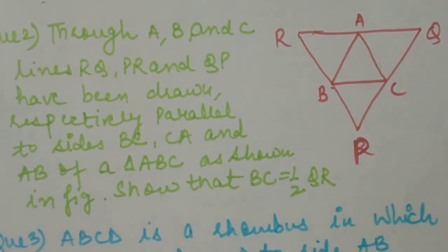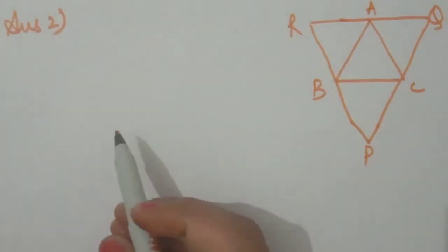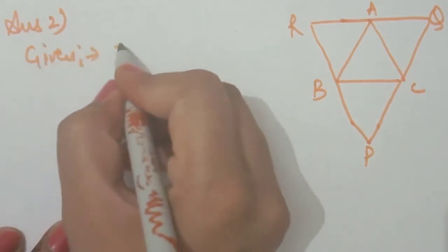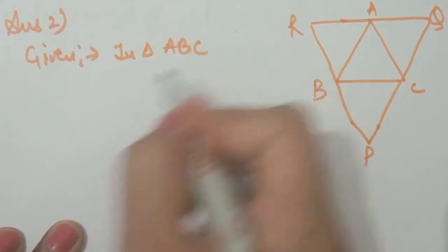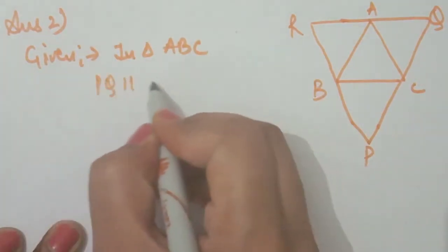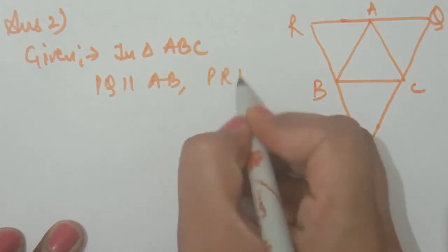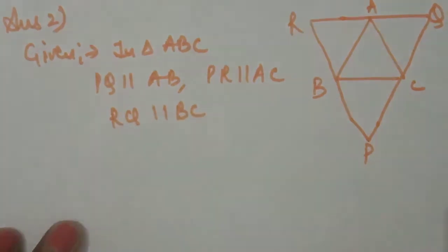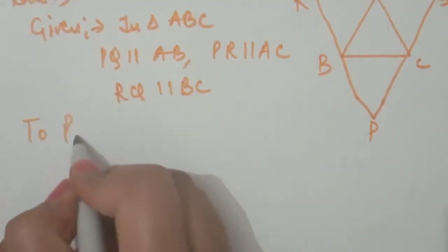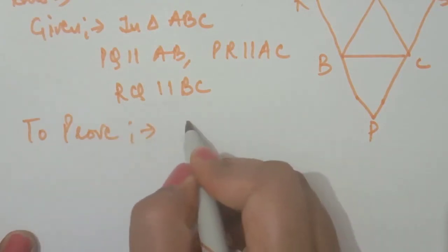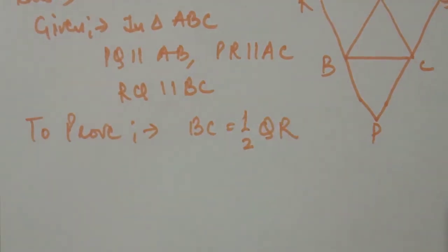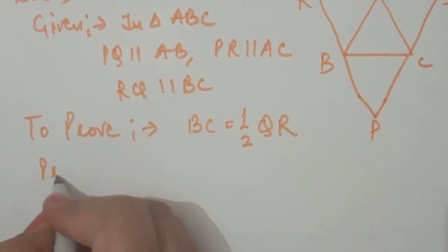So student, it is very obvious that we will apply the midpoint theorem in this question. So student, this is question number 2. This is your diagram. What is given in this question? In triangle ABC, according to the question, PQ parallel AB, PR parallel AC, and RQ parallel BC. This is given to us, and to prove is BC is equal to half of QR. We have to prove this. So students, we will start our proof.